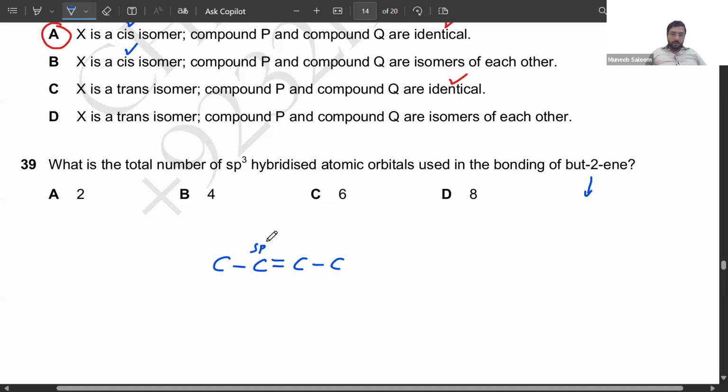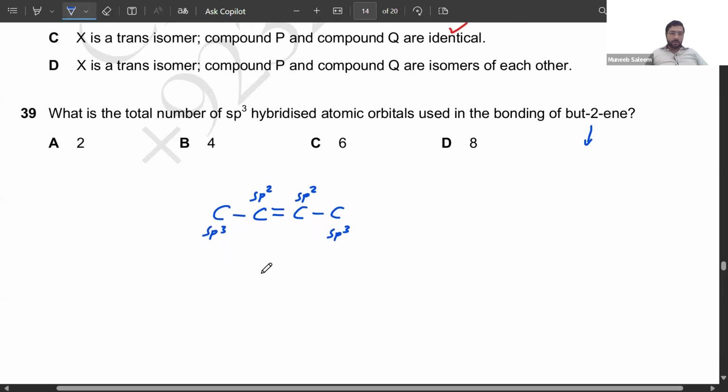are sp2 hybridized. As we know from the literature that whenever carbon forms the double bond, it will be in the sp2 form. But the carbon atoms on either side, they are sp3. This one is sp3 carbon, and this one is also sp3 carbon. These are the identified hybridized states of the carbon atoms.